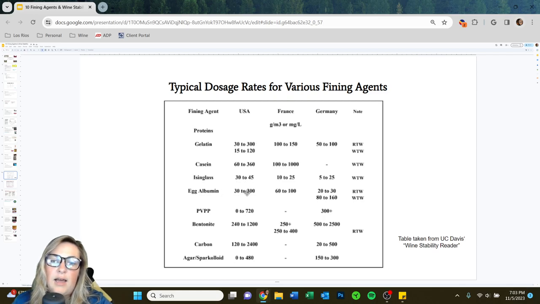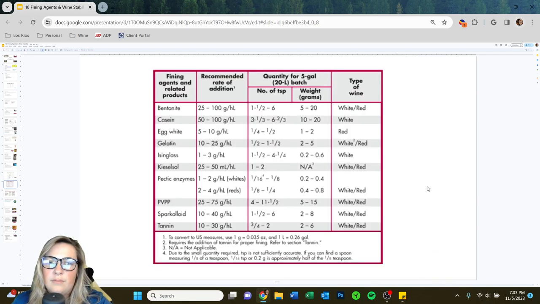Isinglass, egg albumin, PVPP, and bentonite. And these are in milligrams per liter. So just for your information. Okay, we also have another chart here.